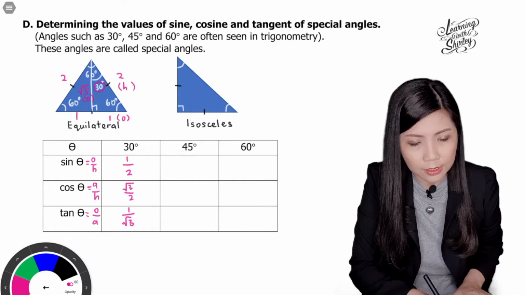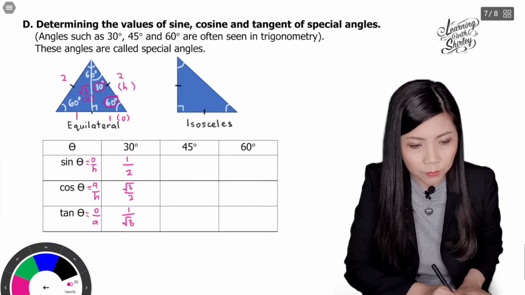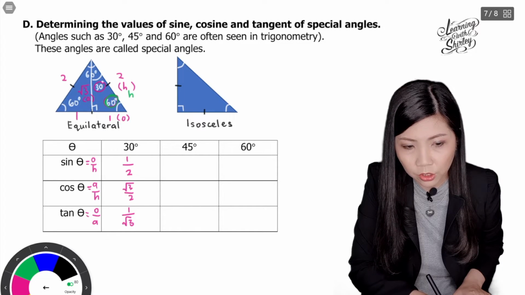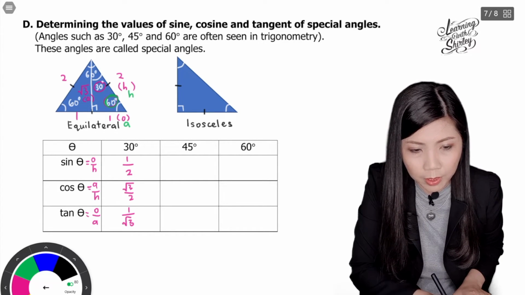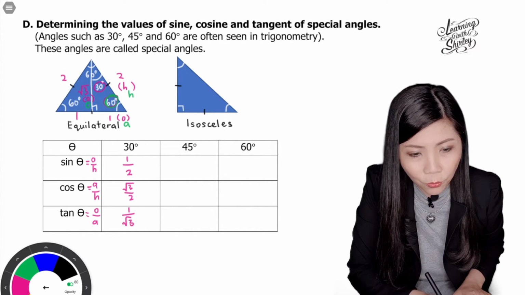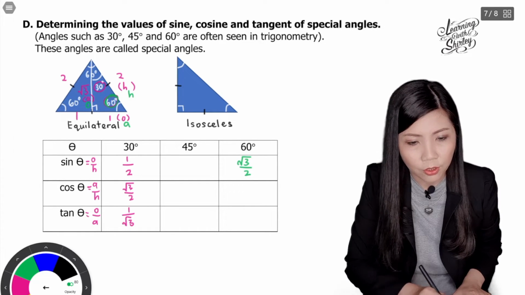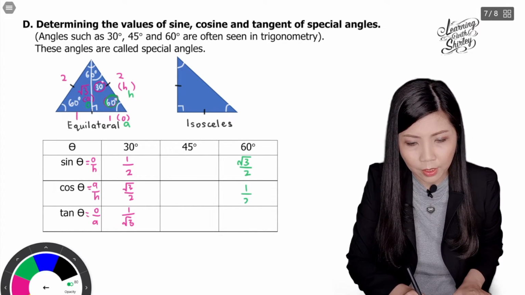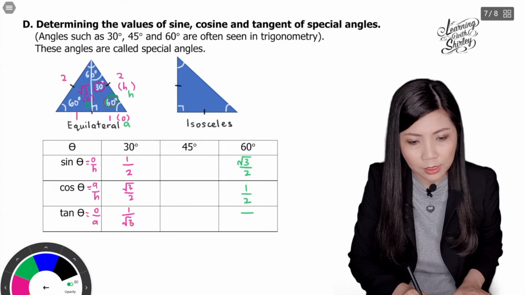So for 60, 60 is over here. I use green. So this is 60, and this remains as H. Then this will be the A, not O anymore, it's A. And this will be the O. Sine 60 is O over H, which is square root 3 over 2. Cos 60 is CAH, A over H, which is 1 over 2. And then tangent is TOA, O over A, which is square root 3 over 1, which is square root 3.